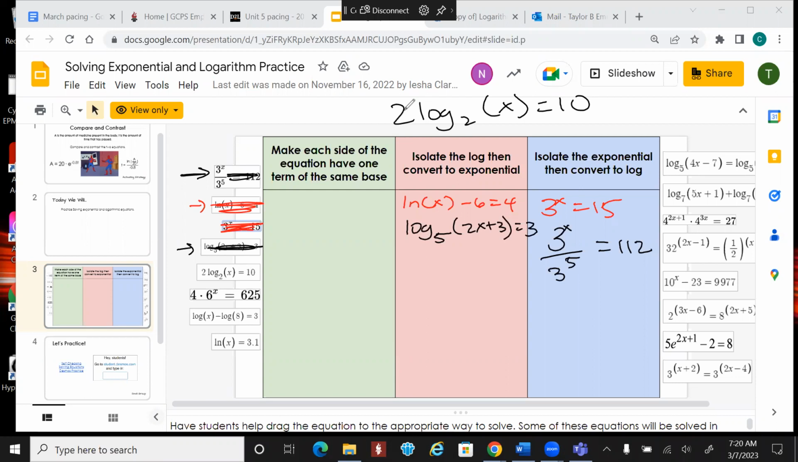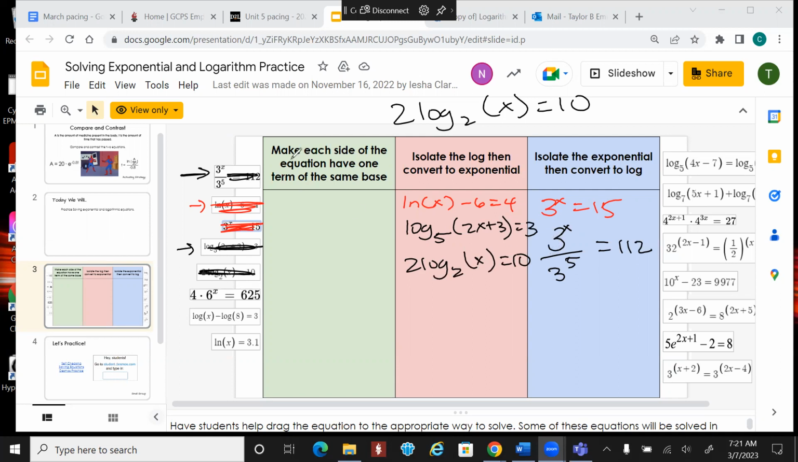Not circle of life yet, but we would divide by 2. So we're going to isolate that log first and then do the circle of life, right? So we would isolate the log and then do circle of life. So most of these, the first thing that you want to do is either get the exponential by itself or the log by itself.